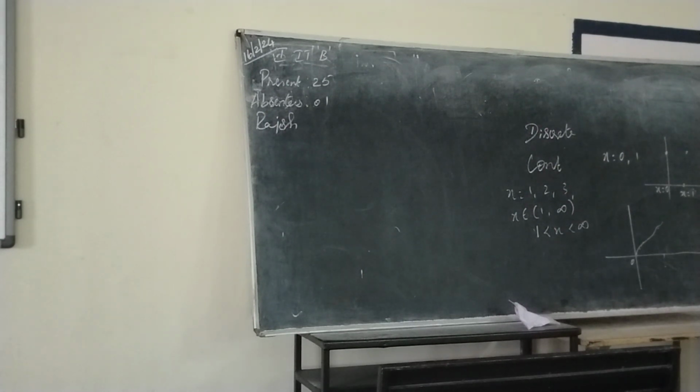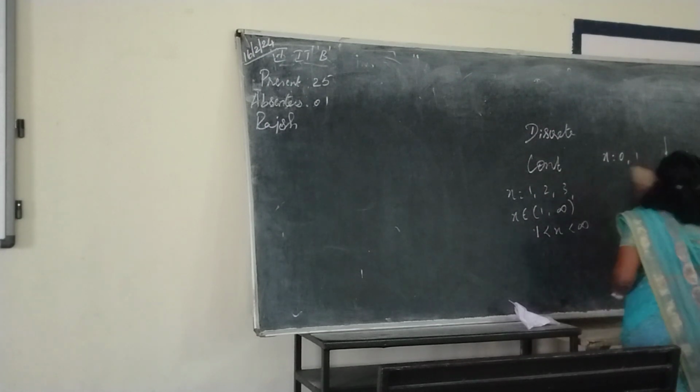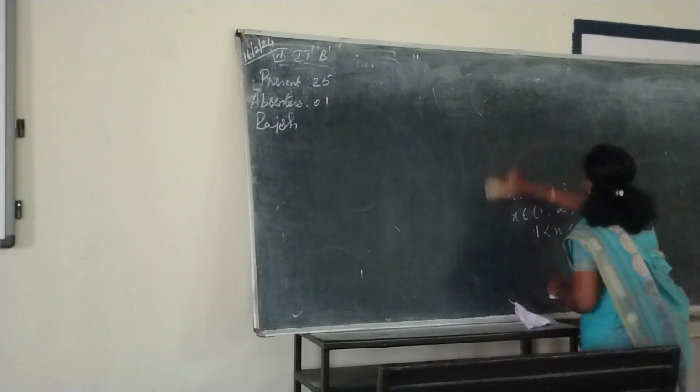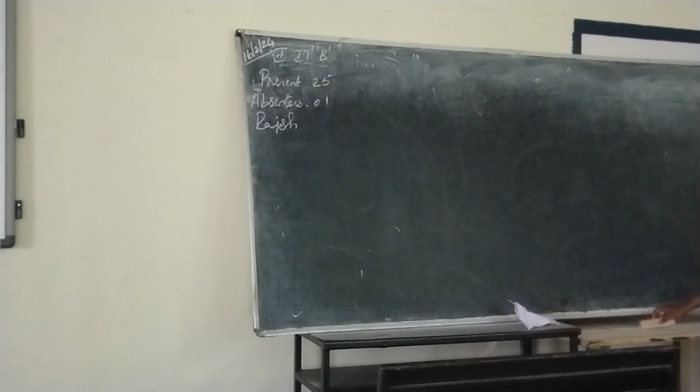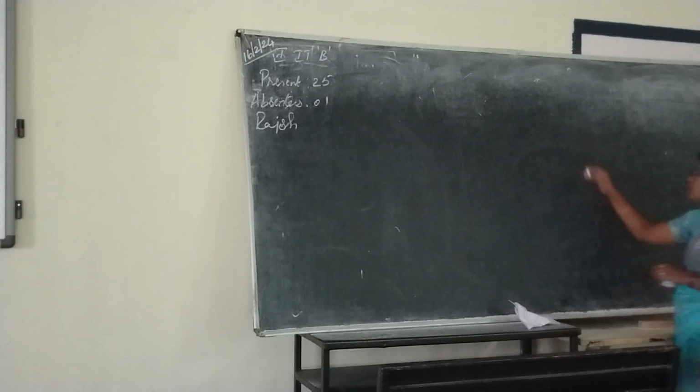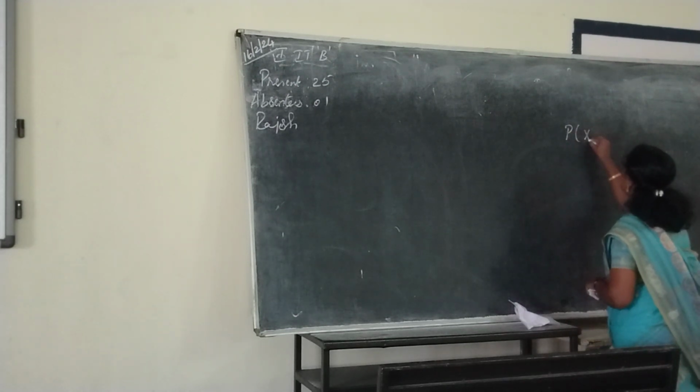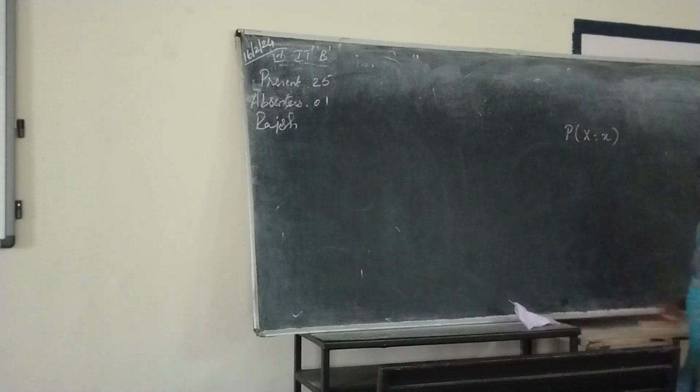Now we state the basic definitions. Always we are discussing only the chances of happening, the probability values. For the discrete case, we define the probability value as probability of capital X equal to small x. The meaning of that is the probability of capital X when it takes the value small x.